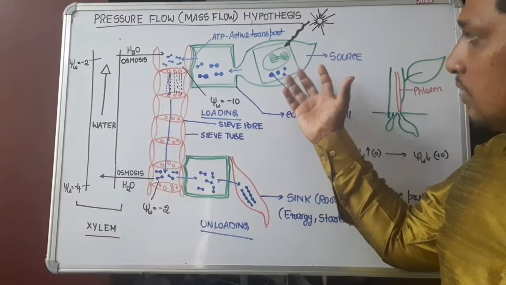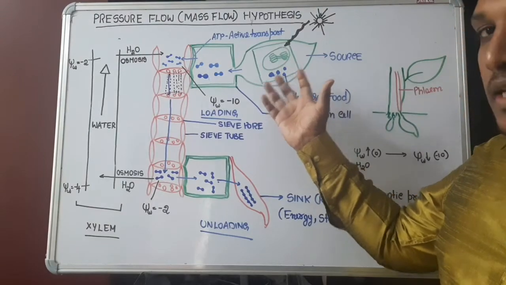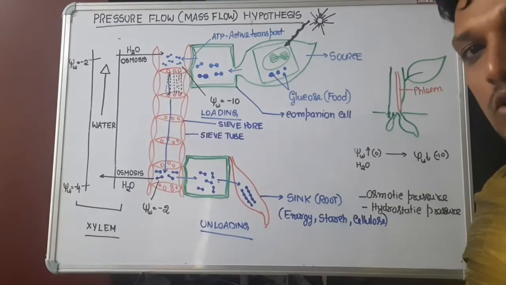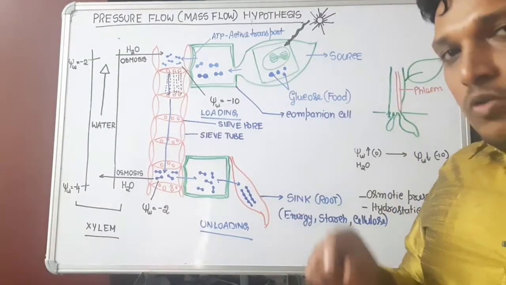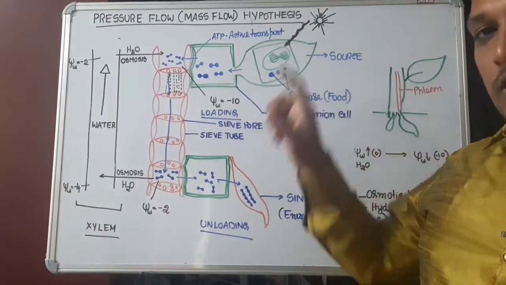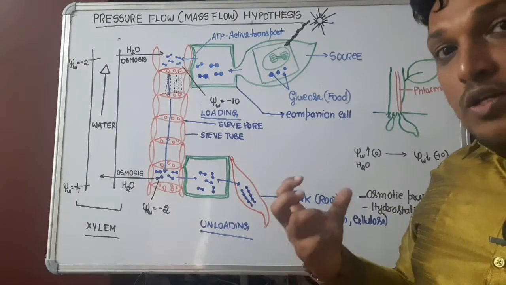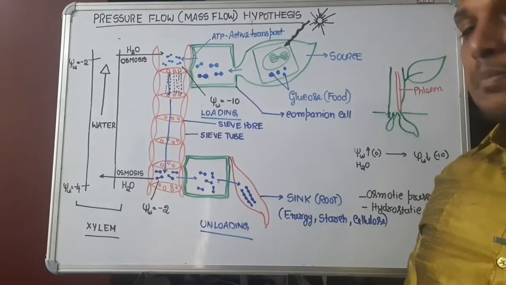So glucose, once it is synthesized, before transport, is converted into a disaccharide called sucrose. Sucrose has glucose and fructose. So to glucose, fructose gets linked up and forms a disaccharide. So food transport occurs in the form of sucrose. It is less reactive compared to glucose.